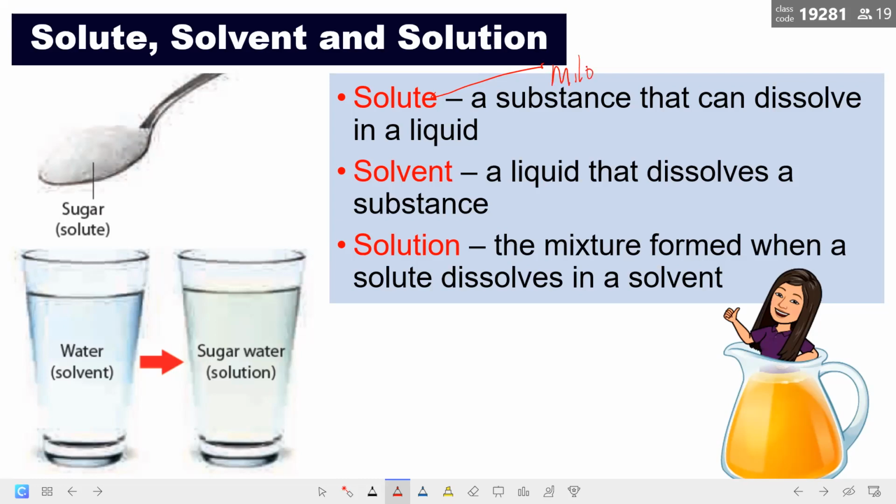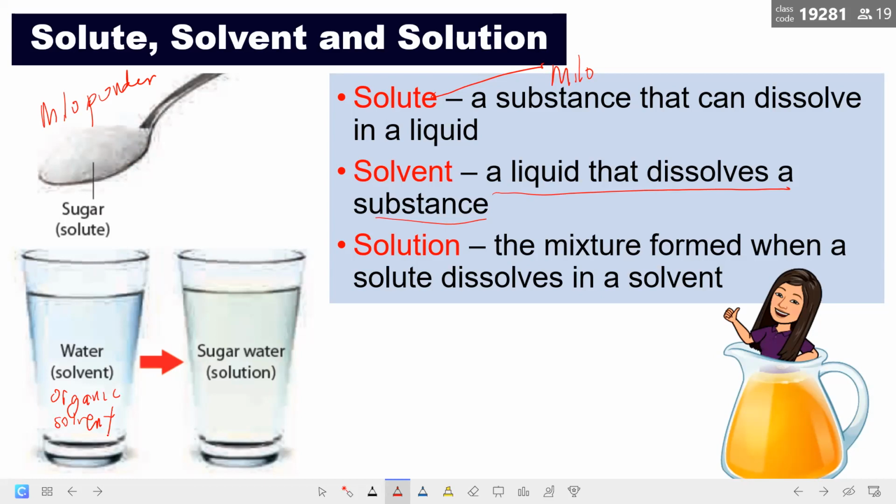Okay, a solute is a substance that can dissolve into a liquid. So imagine this sugar here is a solute. My Milo powder is a solute. Okay, and the solvent is a liquid that dissolves a substance. So a solvent is usually either water or an organic solvent. That's it. Those are the two solvents you will learn in your entire life. Don't get confused with any other solvents.